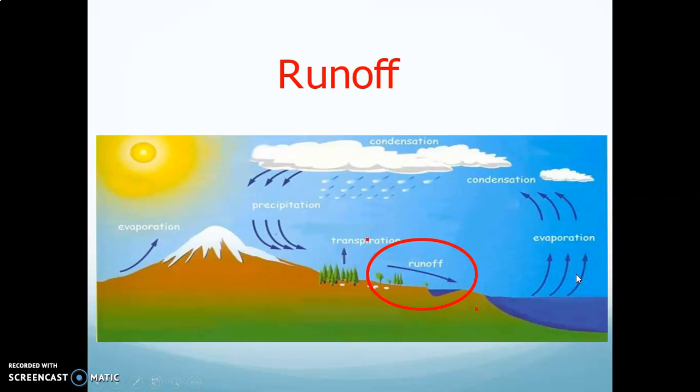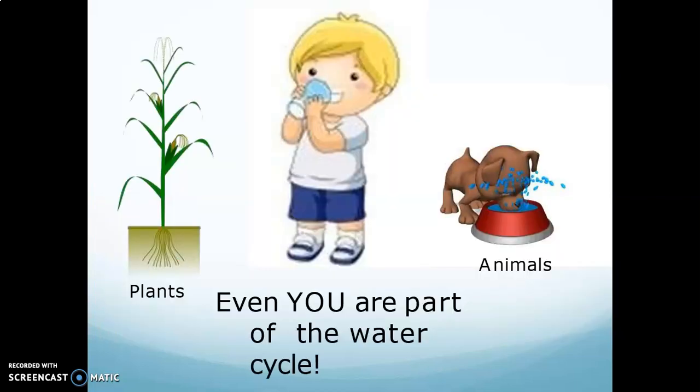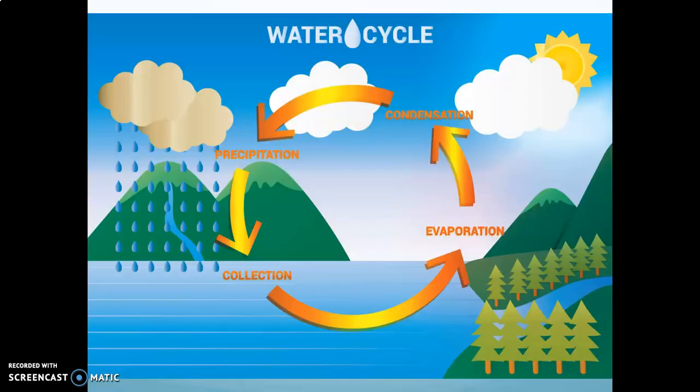Now, when the water reaches the surface of the earth, it goes into lakes or rivers or oceans, and sometimes the water that reaches the surface, which we call the runoff, goes under the ground, and we call it groundwater. Even you are a part of the water cycle because we use the fresh water that is found on the earth for drinking and for many uses.